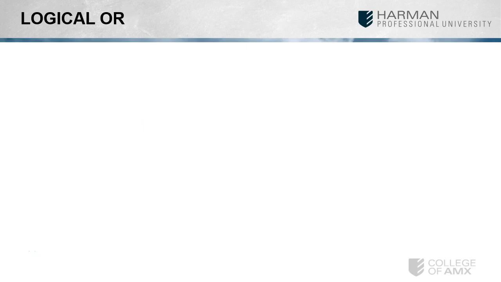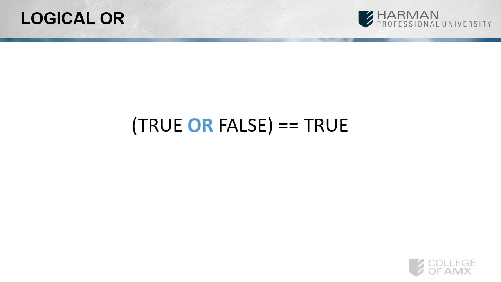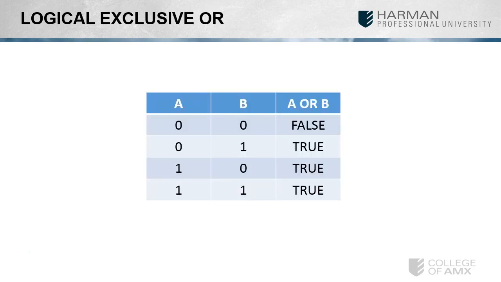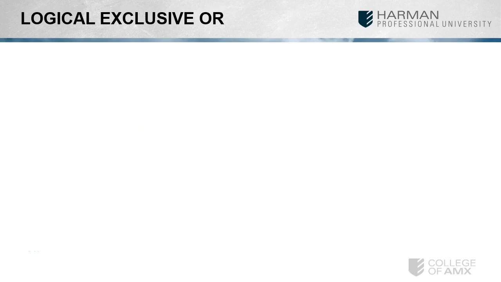The next logical operator is the OR operator. With the OR operator, only one of the statements needs to be true for the whole OR evaluated function to be true. The symbols that are used to represent the OR operator is the word OR, or two vertical bars. As can be seen in this table, either or both statements needs to be true in order for the result to be true. The exclusive OR operator is our next operator.